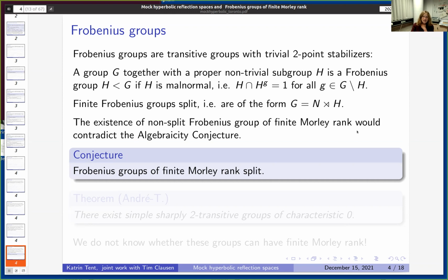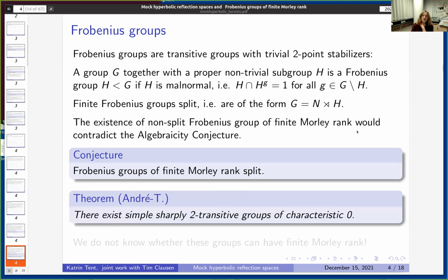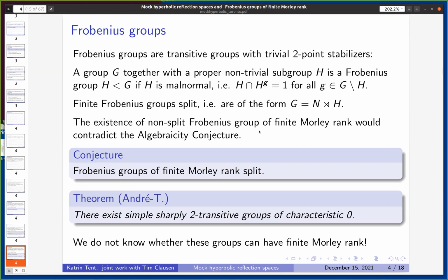Now, recently with Simon André, we produced simple sharply two transitive groups of characteristic 0. And what's strange is that we don't know whether these groups can actually have finite Morley rank. I mean, normally you don't just accidentally produce a group of finite Morley rank, so I think it's safe to assume that they don't have finite Morley rank, but we haven't yet found an obvious reason. So, Katrin, can you remind what is characteristic 0 for a group?